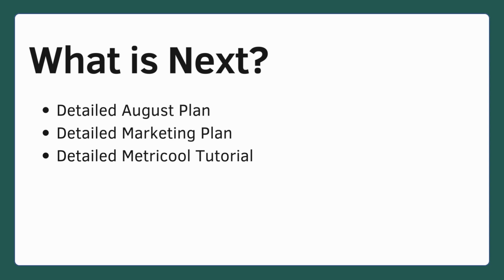So what is next? Our next video is going to be a detailed plan for August. That is going to be what products I'm going to make, and maybe I'll give you some ideas on products that you can make for August. And then the video after that will be a detailed marketing plan. When am I going to start marketing? How am I going to go about it? All of that good stuff. And then the video after that is going to be a detailed Metricool tutorial. This platform is really easy to post on, and I feel like it's going to automate your process and help you become consistent with your social media posts.